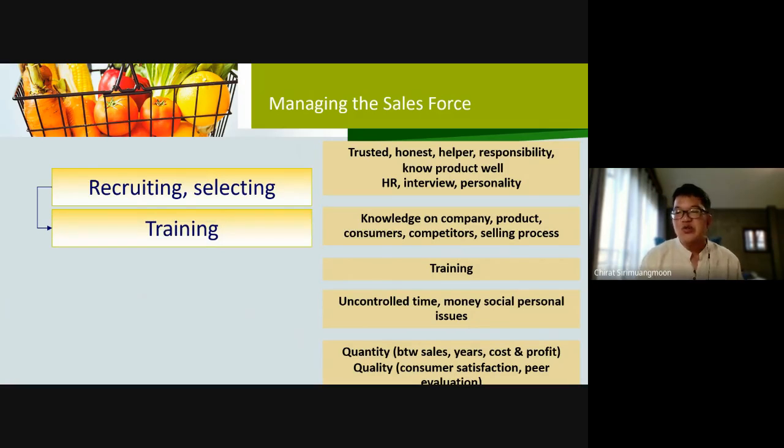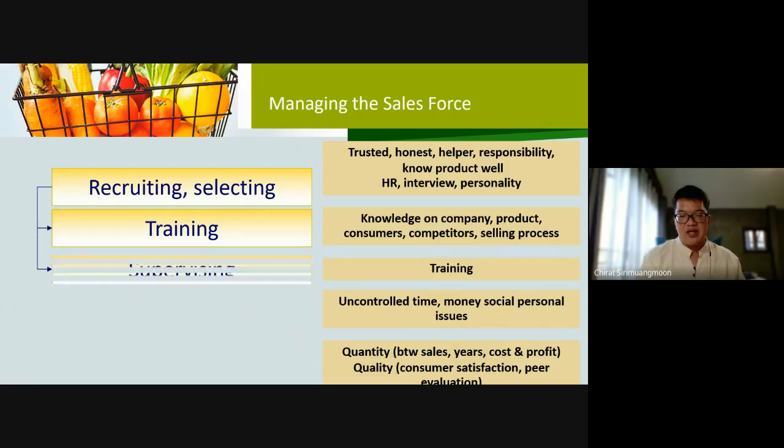Second one, you need to train them. Train in terms of the knowledge of the company because you need to use it when you're dealing with other companies. Product knowledge, consumer knowledge, and also the competitors. If you know the competitors well, you can prevent some bad things from the competitors in the selling process. Is it easy to do some sales process or do you need to have many steps? So please think about it.